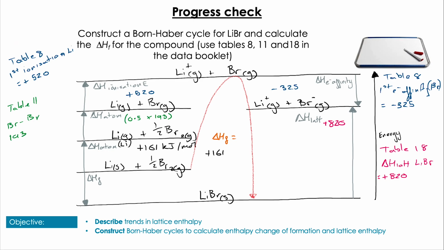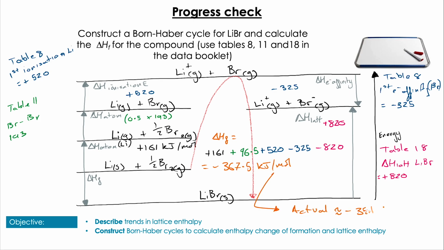So I'll start with the atomization, plus 161 plus half of 193, which is 96.5, plus 520, plus negative 325, which is just negative 325, and minus 820, gives us a value of minus 367.5 kilojoules. If we look at the actual value, we get minus 351. Again, that slight deviation is expected due to our use of average values.